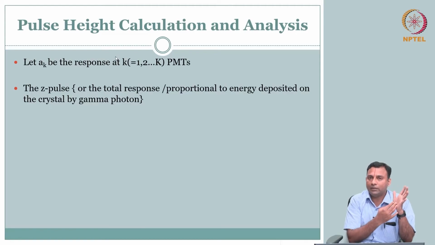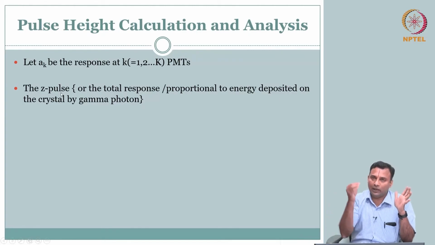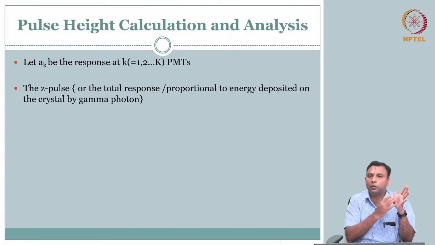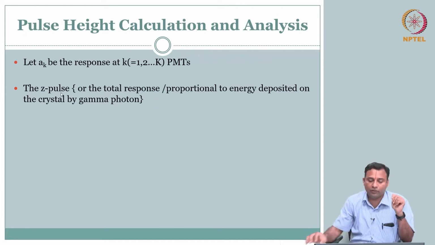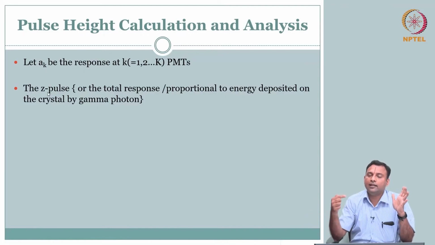What is the Z pulse? For each scintillation, one gamma converted, it scintillates. For each scintillation, several of the photomultiplier tubes can give output. The maximum output will be from the one that is the closest, but several of them will give outputs. So you sum all of that, sum all of the outputs. So your Z pulse, if you sum what is happening, that is in some sense the total response, the energy that is going to be proportional to the gamma that was deposited in the crystal, right.